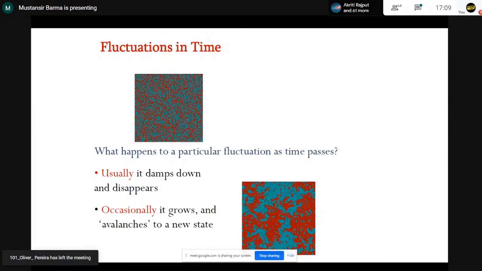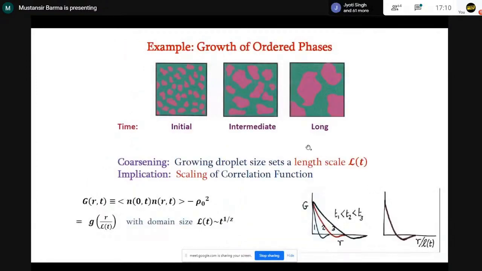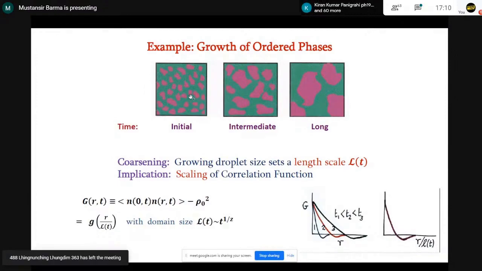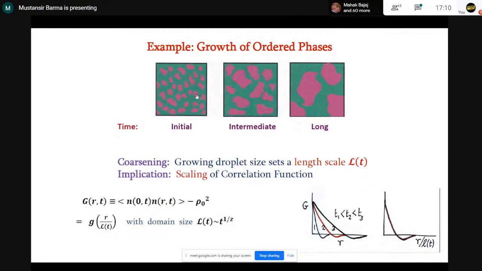So let's proceed. What I mean by fluctuations in time is I'm asking what happens to a particular fluctuation as time passes. Usually a fluctuation that forms will just damp down and go away, but sometimes fluctuations become larger and larger. When do they do that? For instance, if you have an environment which promotes the growth of ordered phases, then as time passes, fluctuations of two different species, here I've drawn them as two colors, grow in time, and this phenomenon is called coarsening.